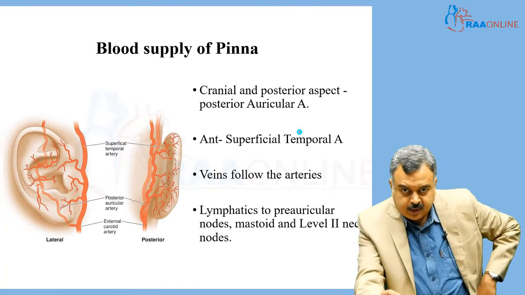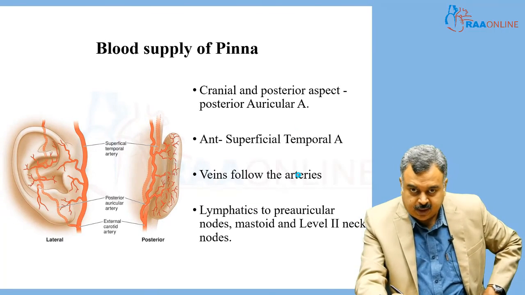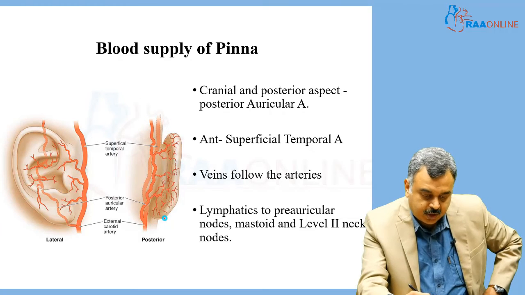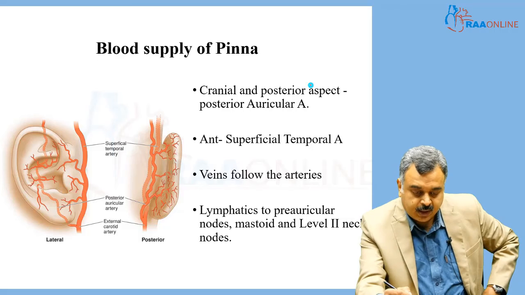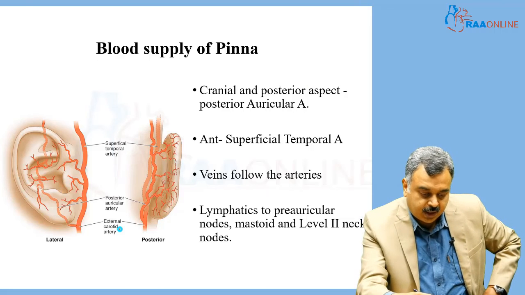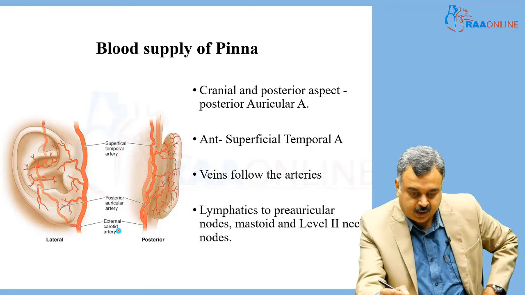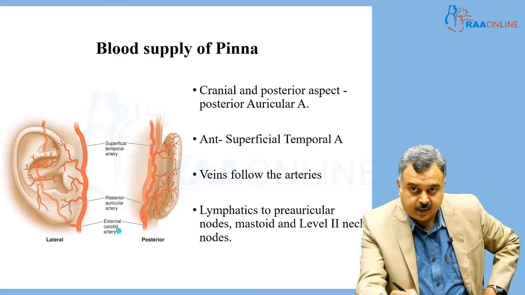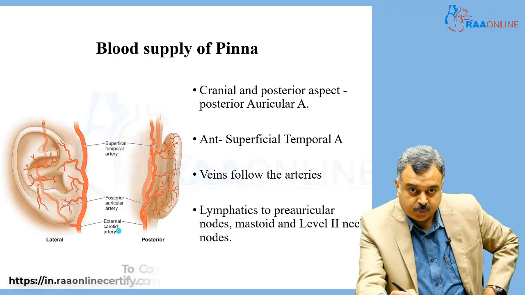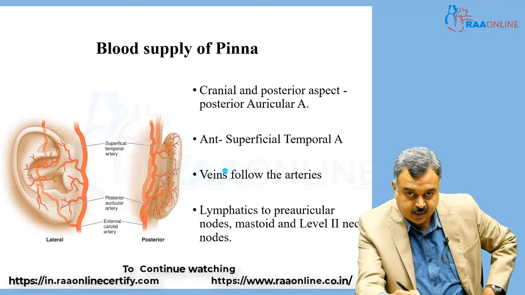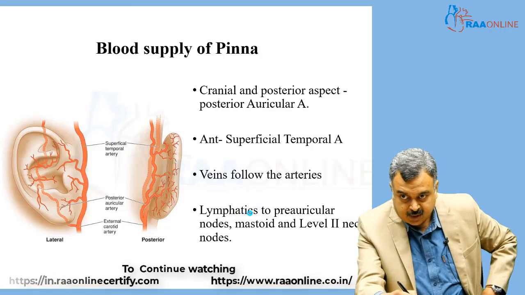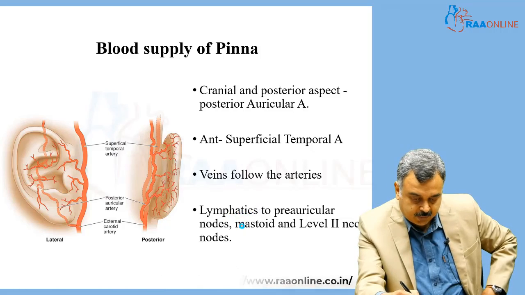Blood supply of the pinna: the primary blood supply is from the external carotid artery. The posterior auricular branch, which supplies the cranial and posterior aspect of the pinna, arises as a direct branch of the external carotid artery. The anterior part is supplied by the superficial temporal artery, and the veins follow the arteries, and the lymphatics drain to the preauricular nodes and the mastoid and the level 2 neck nodes, which are the upper deep cervical nodes.